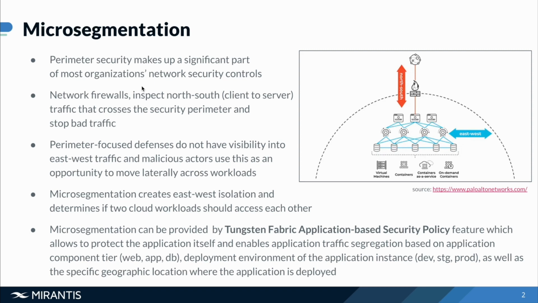Traditionally, organizations protect their network perimeter by screening north-south traffic on the network edge. But perimeter-focused defenses have no visibility into east-west traffic, which can be used by attackers to move laterally across workloads. Here, microsegmentation comes to help.